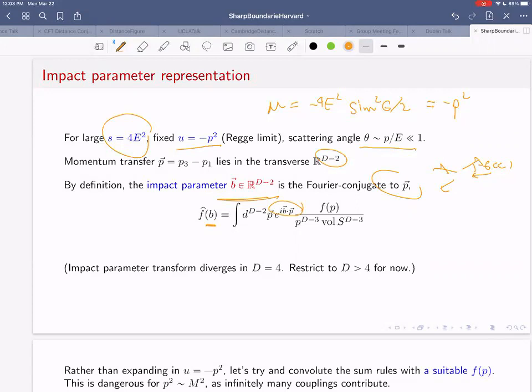And as you can see, not surprisingly, this representation is sick in 4 dimensions, because the two-dimensional Fourier transform over 1 over p squared diverges logarithmically in 2 dimensions, and 4 dimensions have 2 transverse dimensions. So we will restrict to D greater than 4.